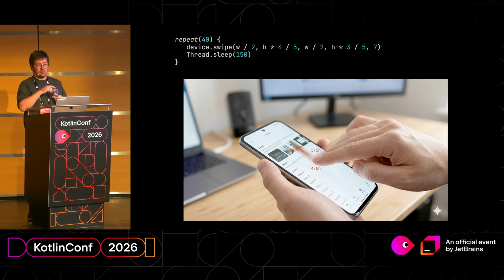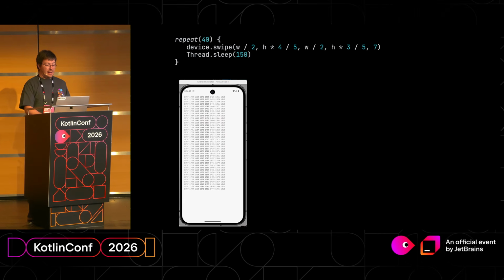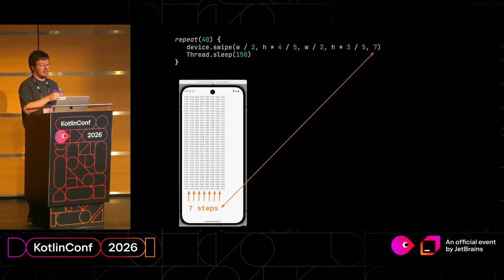Again, I decided to make a reproducible sample. I made this UI test. I just swipe 40 times on the screen, and I logged all input events in a native Android application. And you see this perfect picture. This is 7 steps of my gesture, and it's exactly what I expected from the test, right? In the device.swipe method, the last parameter is how many intermediate steps of your gesture should be provided to the application.